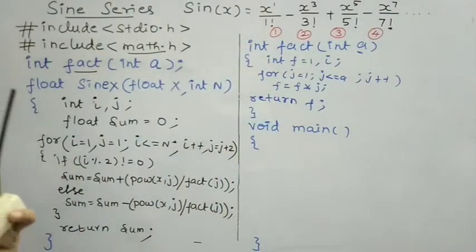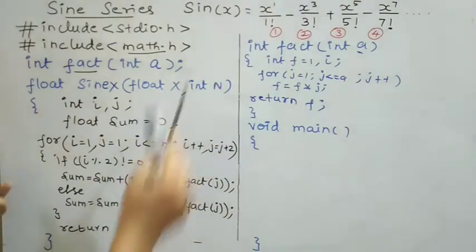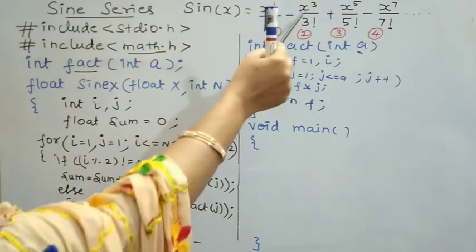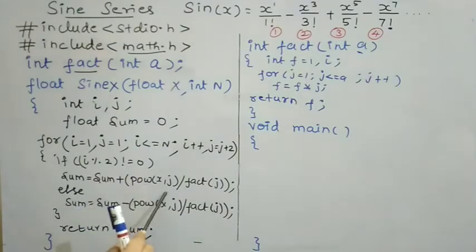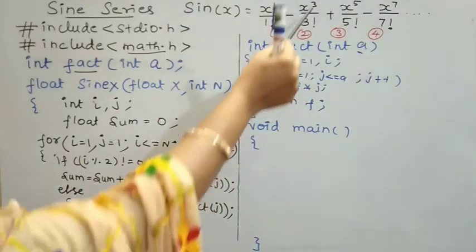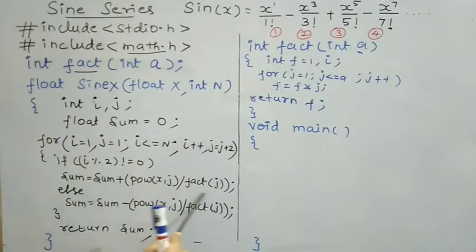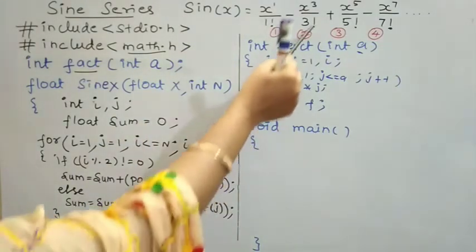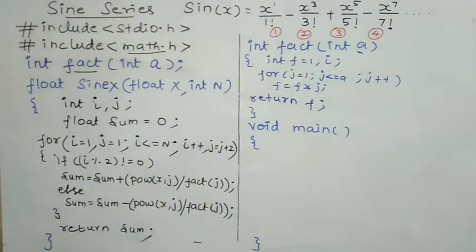So using this function, I am able to calculate the factorial of the given number, which is used when I am computing this term. What is the term? It is x power j divided by j factorial. The power function is an inbuilt function which is used to compute this term x power j. The fact function is used to compute the factorial of the given number by calling this function, that is fact.